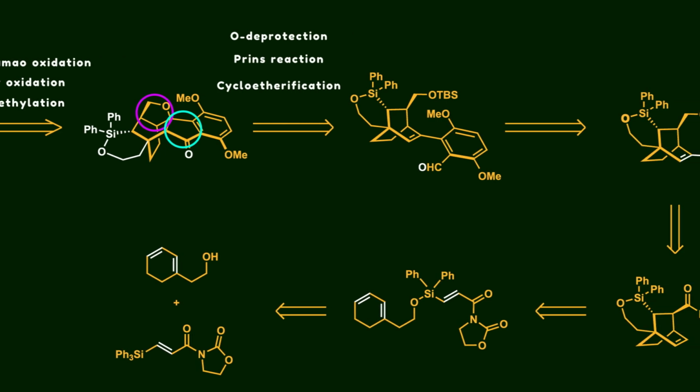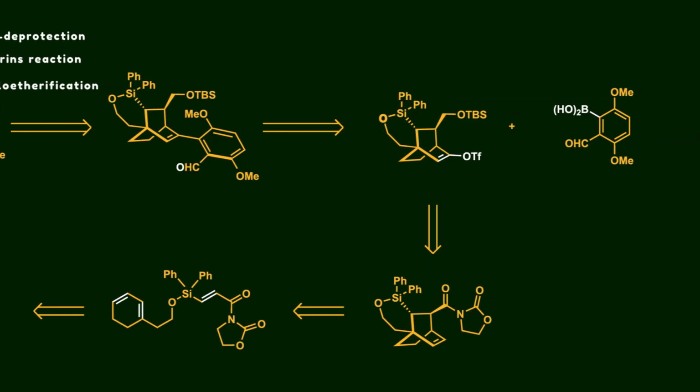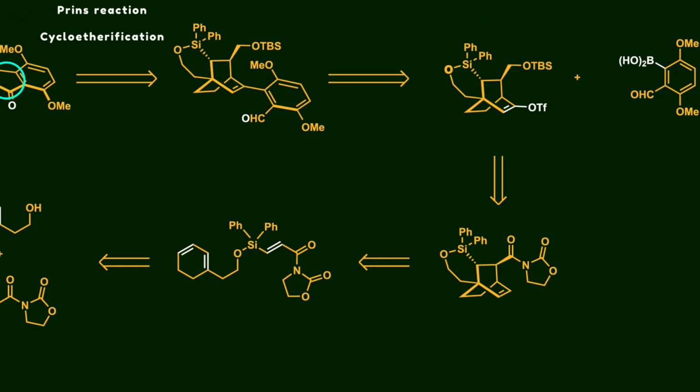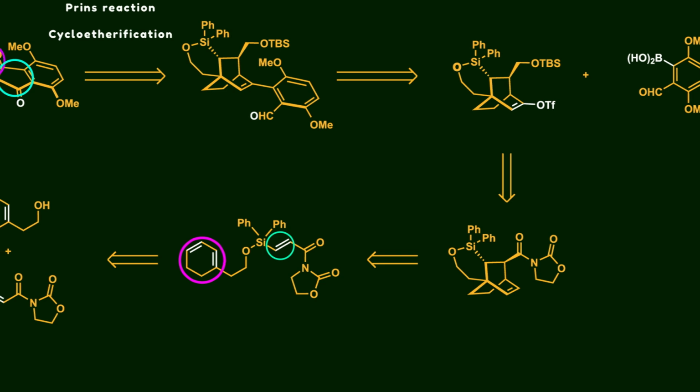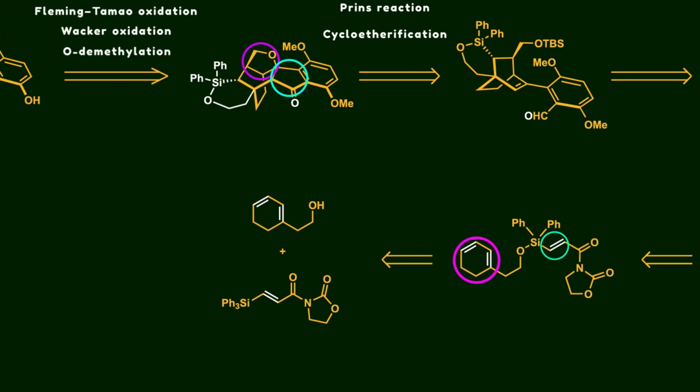This key intermediate can be obtained through a Suzuki coupling between a boronic acid and a vinyl triflate. Tracing this intermediate back, it can be derived from a compound produced via an asymmetric intramolecular Diels-Alder reaction of a precursor molecule. This precursor can be prepared from an easily accessible silyl acrylate imide and a corresponding diene. Now let's run through the forward synthesis.